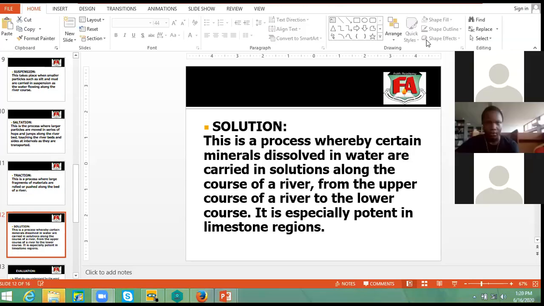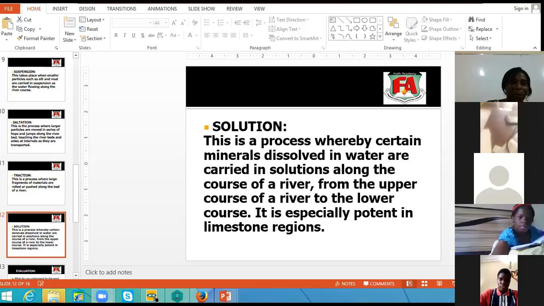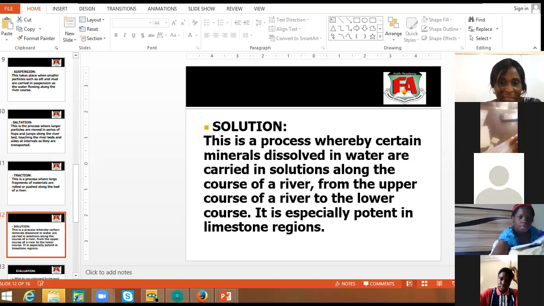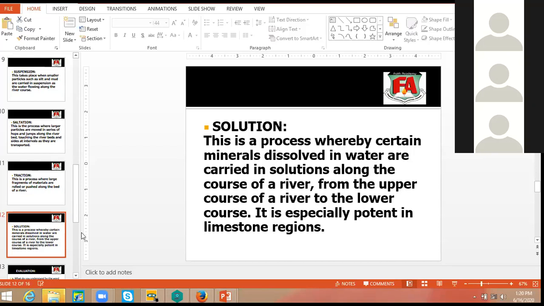Solution is when sand is mixed with the water in the river to make a thick brown solution. Then it is carried from the upper course of a river to the lower course. Excellent. That is a very good trial. God bless you.